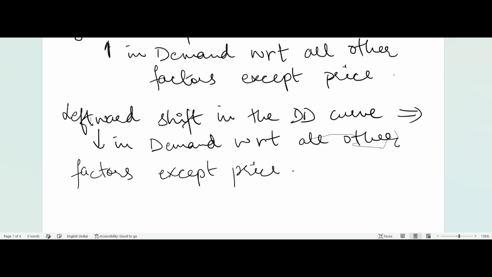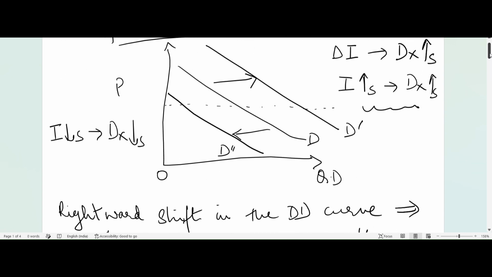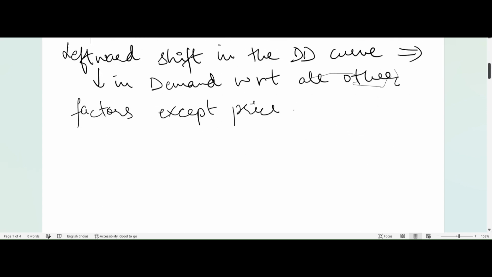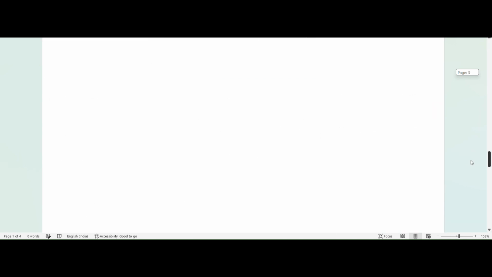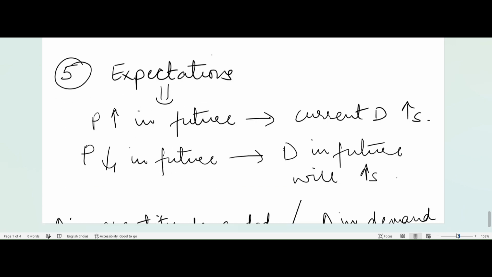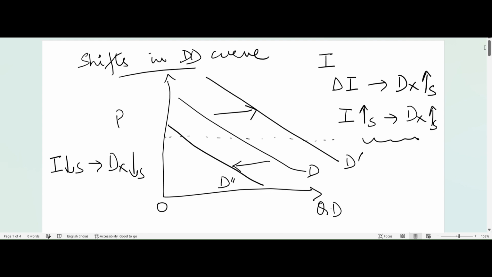All right, that's very important because it will come again and again. It will come in changes in equilibrium. So a rightward shift in the demand curve means the increase in demand due to any factor except price. A leftward shift in the demand curve means a decrease in demand due to any of the factors except price. If we have to see the change in quantity demanded with respect to price, then we are talking about movement along the demand curve. All right. Okay, so with this, I'm done for today, right?